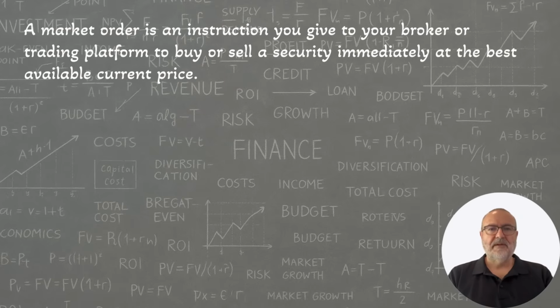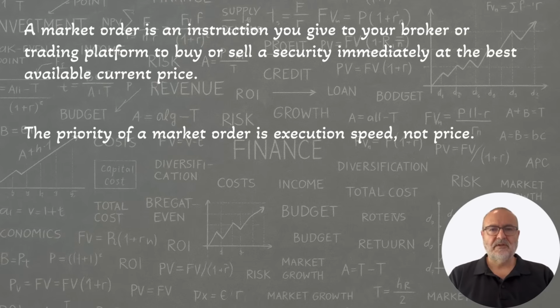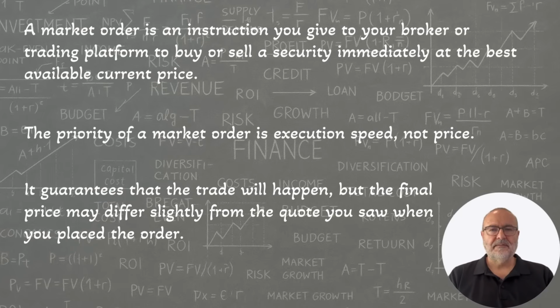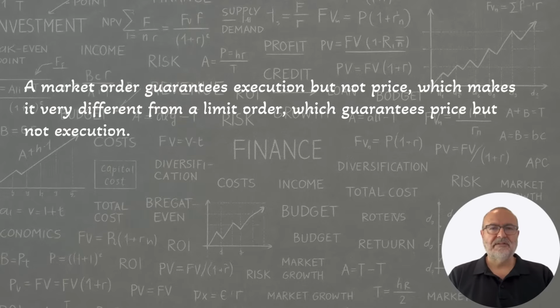A market order is an instruction you give to your broker or trading platform to buy or sell a security immediately at the best available current price. The priority of a market order is execution speed, not price. It guarantees that the trade will happen, but the final price may differ slightly from the quote you saw when you placed the order. In short, a market order guarantees execution but not price, which makes it very different from a limit order, which guarantees price but not execution.